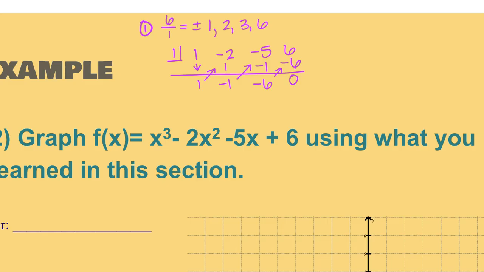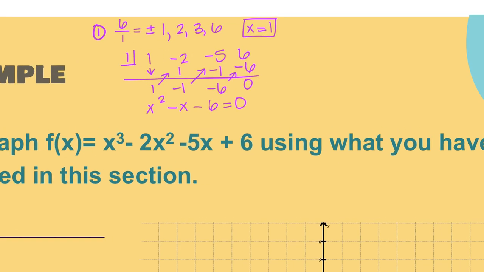So is 1 one of my zeros? Yes, so I'm going to write x equals 1. Just circle that. That's one of my answers. And now I need to determine, can I factor this? So because I started with x to the power of 3, you have to go 1 degree less. I'm going to have x to the power of 2 minus x minus 6 equals 0. Can I factor this? What number multiplies to give me negative 6 and adds to give me a negative 1?